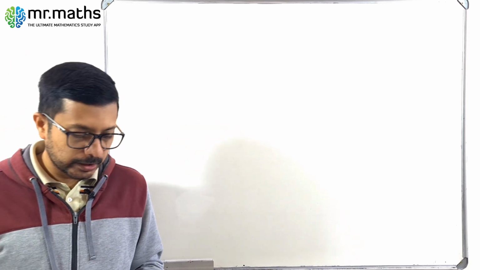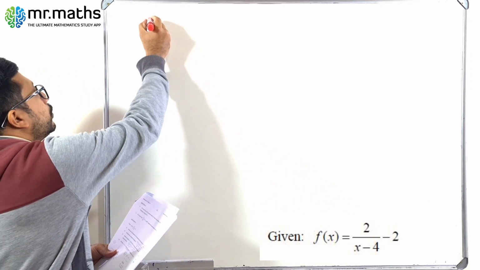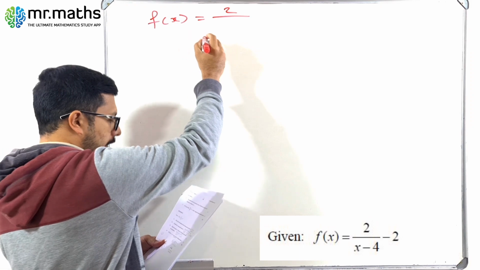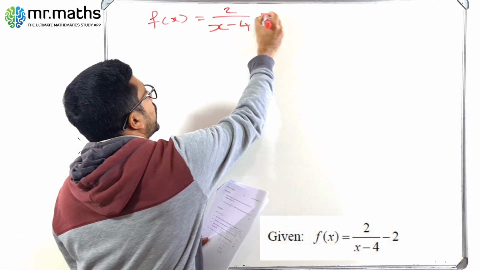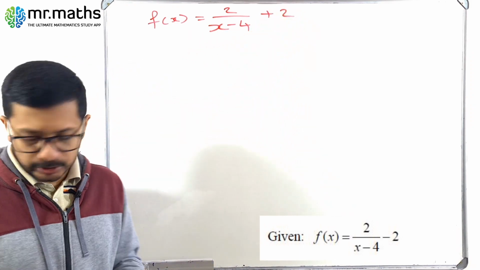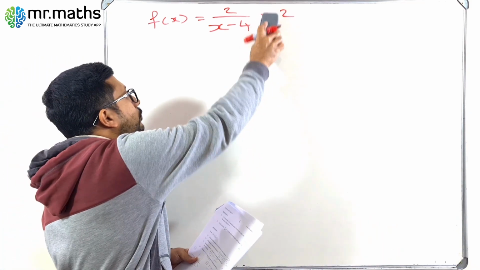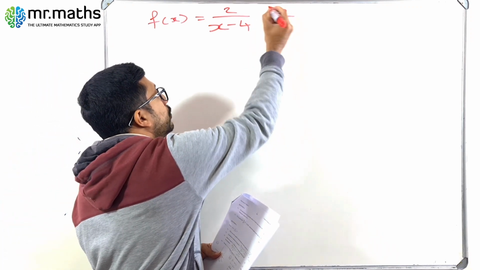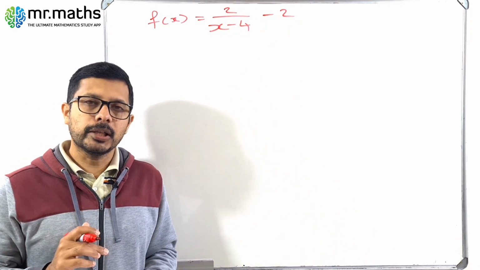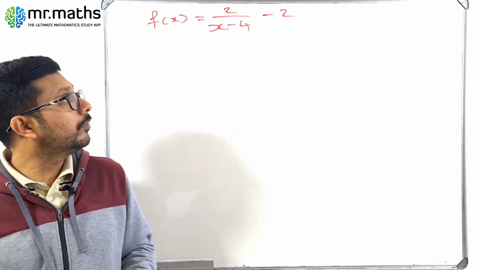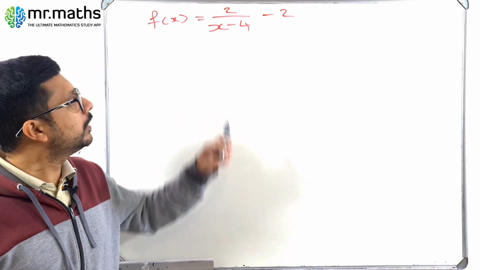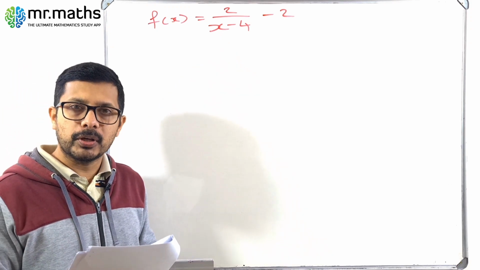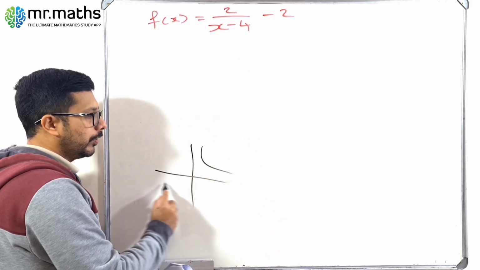Given f of x is equal to 2 divided by x minus 4, minus 2. So there is a function given like this. Before you start answering this one, what type of function is this? 2 divided by x minus 4. Here you can see that the variable is in the denominator. So what type of function? It's a hyperbolic function. Am I right? It's a hyperbolic function like this.